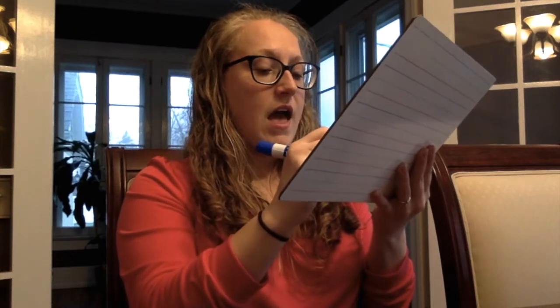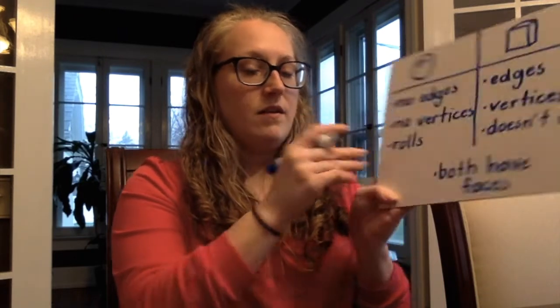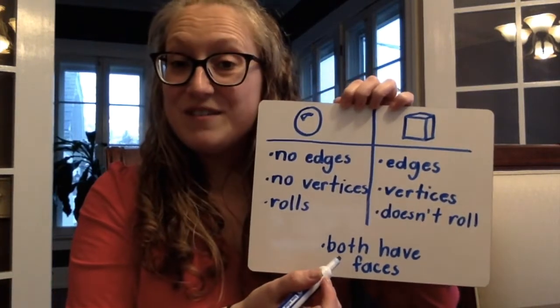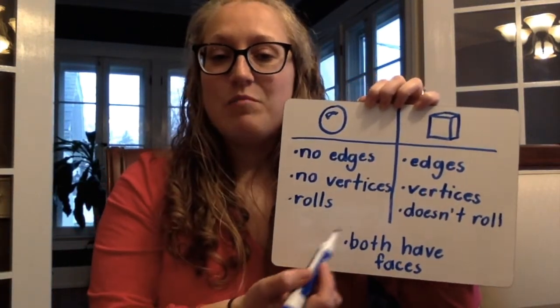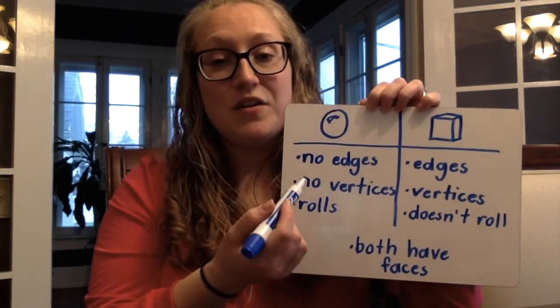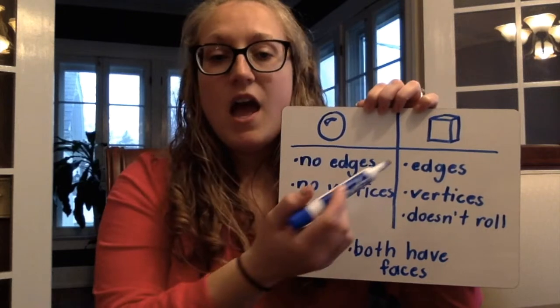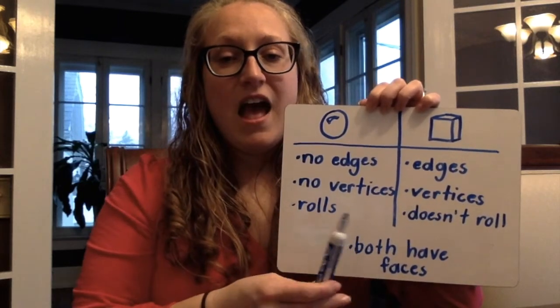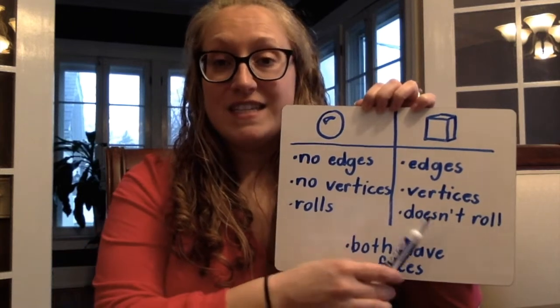Both have faces. And I put that down on the bottom in between, kind of like when we do a Venn diagram, to show that they both have something. So my sphere has no edges, no vertices, but it does roll. And my cube has edges and vertices, it doesn't roll, and they both have faces.